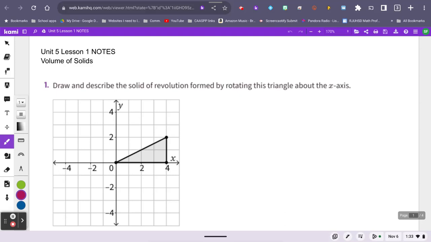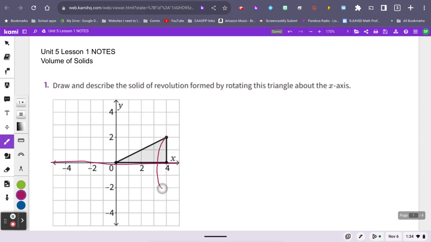Okay, today we're going to be doing Unit 5, Lesson 1. This is volume of solids. So for the first one, it says draw and describe the solid of revolution formed by rotating the triangle about the x-axis. So what we're talking about is this axis, and we want to rotate it around it.